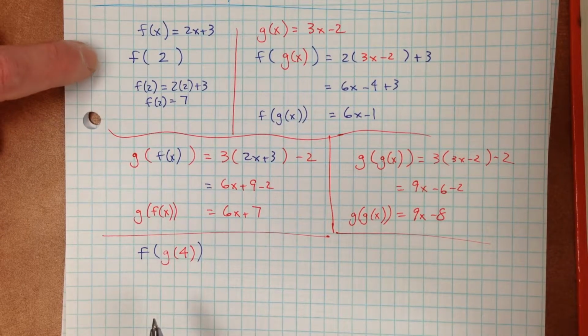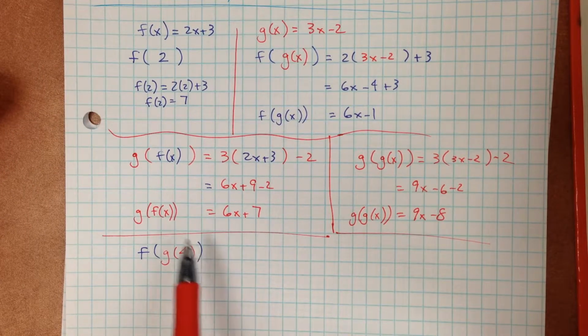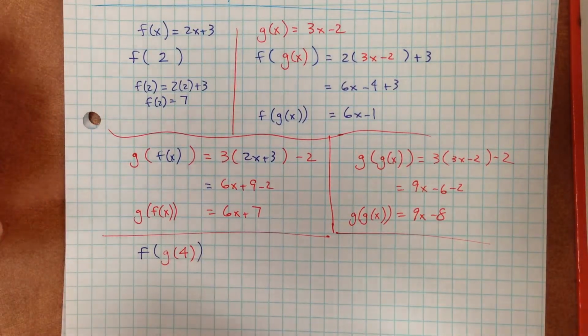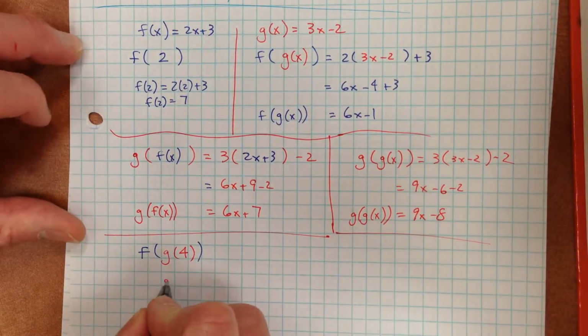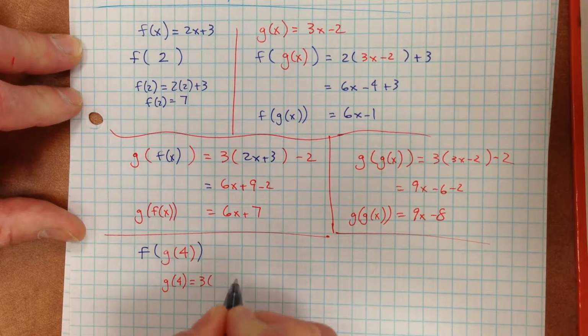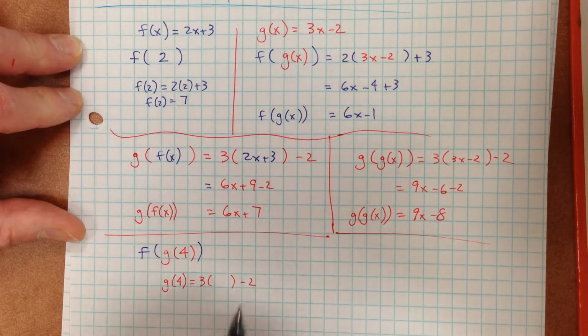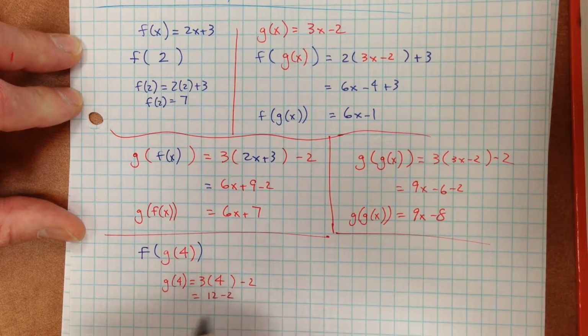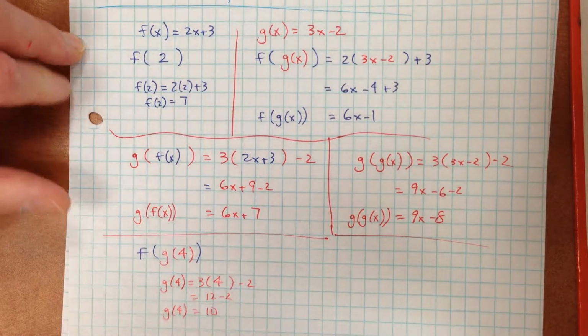We did f of 2. We could do that with the red. Whatever value we get for the red would then be substituted into f of x. So we could start this off kind of like a two-step process. First, I will do g of 4. So g of x is 3x minus 2, and I'm substituting in a value of 4. So it equals 12 minus 2 equals 10. Therefore, g of 4 equals 10.